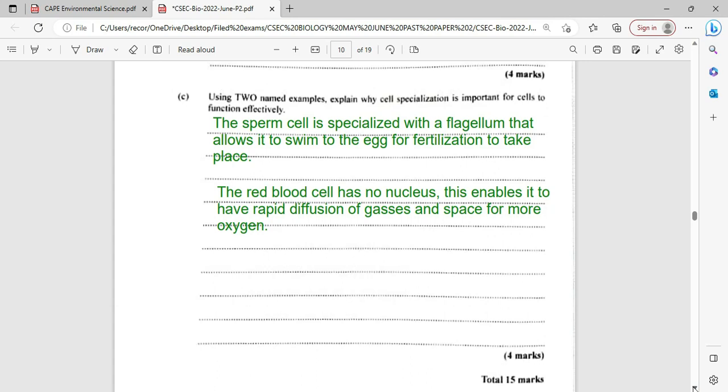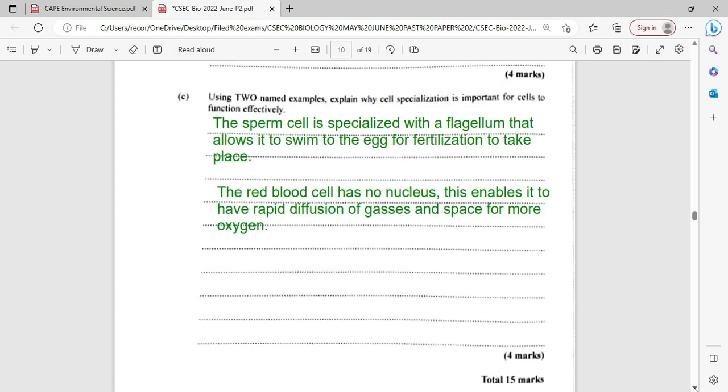Using 2 named examples, explain why cell specialization is important for cells to function effectively. Naturally, almost all the cells in the body are specialized. You have red blood cells specialized for carrying oxygen. You have the white blood cells that are specialized for fighting pathogens. You have the sperm cell, which is specially suited with a flagellum to get to the egg. You have the nerve cell with dendrite and axon for nerve impulses, and the list goes on and on. The cheek cell, the muscle cell, they are all specially adapted to carry out a particular function.